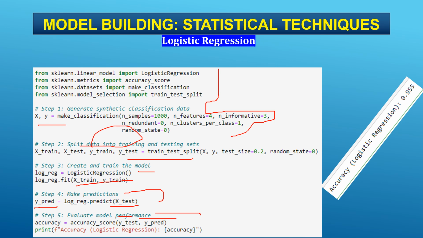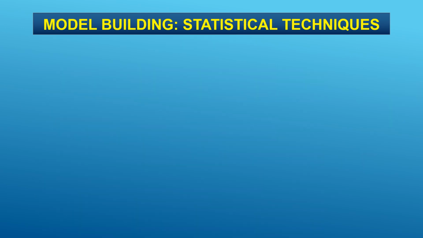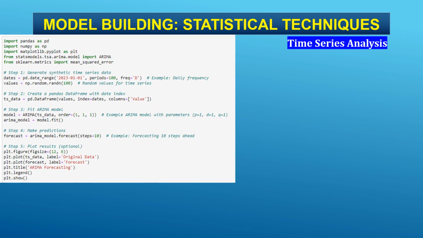Result: logistic regression 0.955. Model building, statistical techniques: time series analysis. Analyzing data points collected over time to identify patterns and make forecasts, such as forecasting stock prices or predicting seasonal sales trends. So generate synthetic data: simulate time series data, dates and values, representing hypothetical measurements over time.